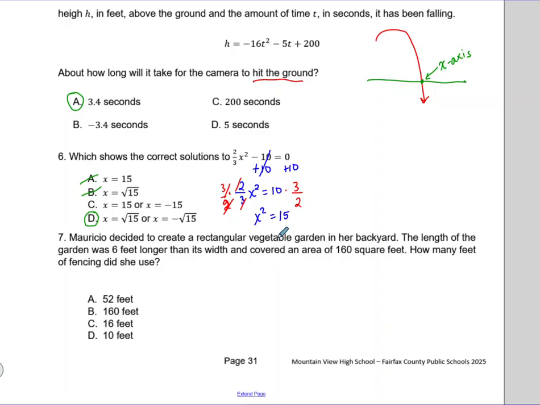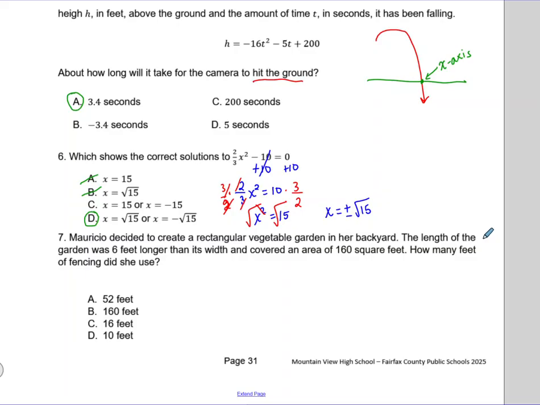And then here, to get rid of the square, you want to take the square root of both sides. And remember, in class we talked about how whenever you take the square root, you always have the plus or minus, and I'll just say square root of 15. So this is where my two solutions come from: positive square root of 15, and negative square root of 15. Okay. All right, number 7.